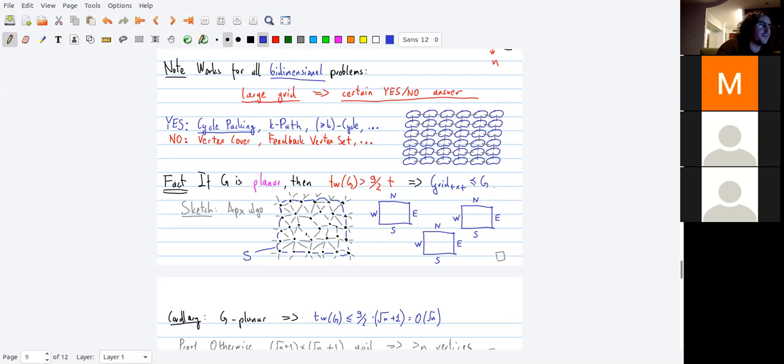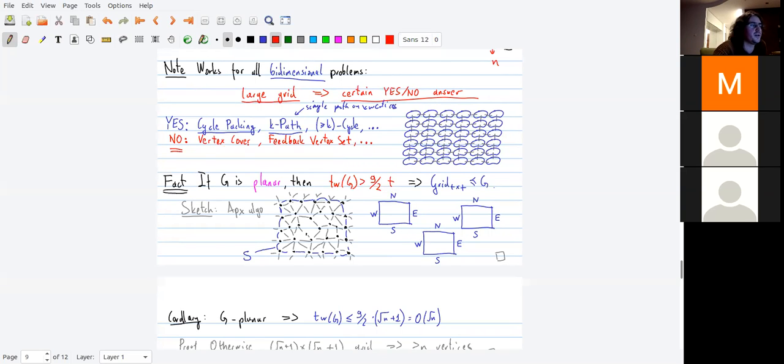It would also work for the k-path problem, where I want to find whether in my graph there's a simple path on k vertices. Why? Because if I have a square root k times square root k grid, then I've got a k-path, I can only draw a snake looking like that. So the existence of a large grid minor certifies that there is a k-path. But this will also work whenever the existence of a grid gives me a certain no answer.